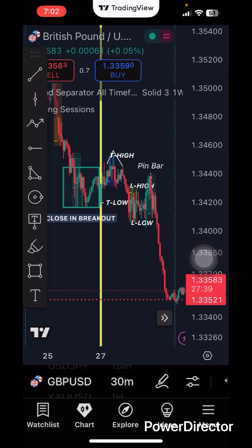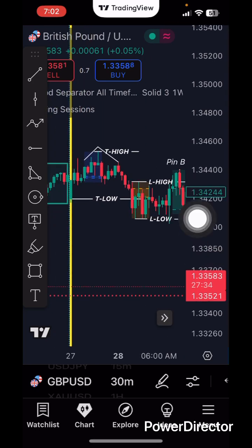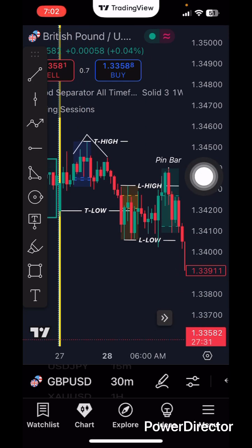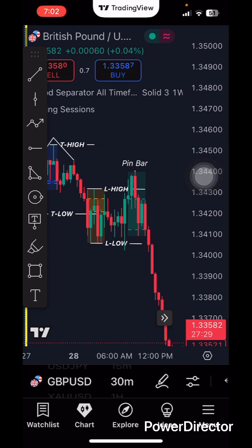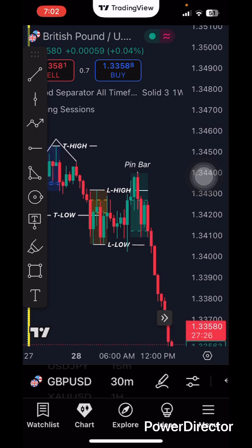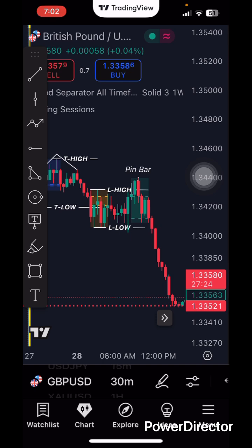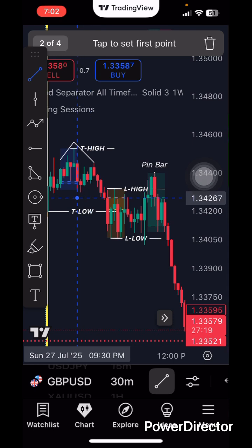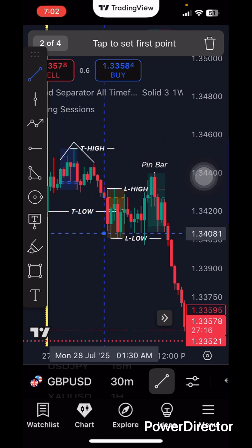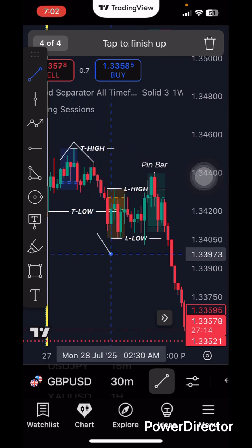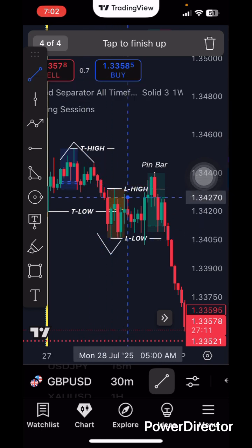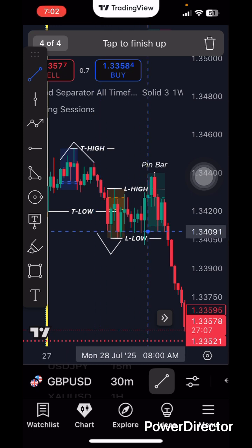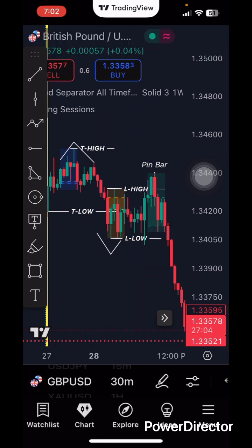Now, you can see that I have some levels marked off here, right? I have the Tokyo session high and low, the London high and low. And then that's it. That's all I've marked off. So we have a high and we have a low. And then we consolidate. You can see that London high, that London low going into New York. That is our consolidation, right?